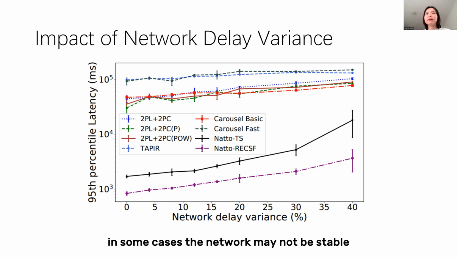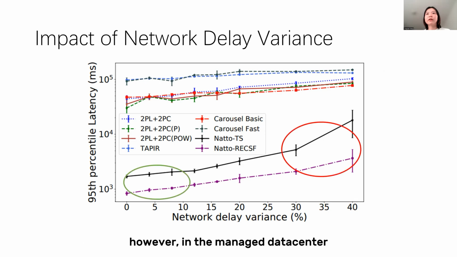What I have shown so far is the performance when the network estimates are accurate. In some cases, the network may not be stable, so that the estimate is not accurate. This graph shows the performance when we increase the network delay variance. We found that it does affect our overall latency due to overestimating or underestimating the latency. However, in a managed data center, we may not see 40% network delay variance. It is much more likely at 10% instead of 40%.